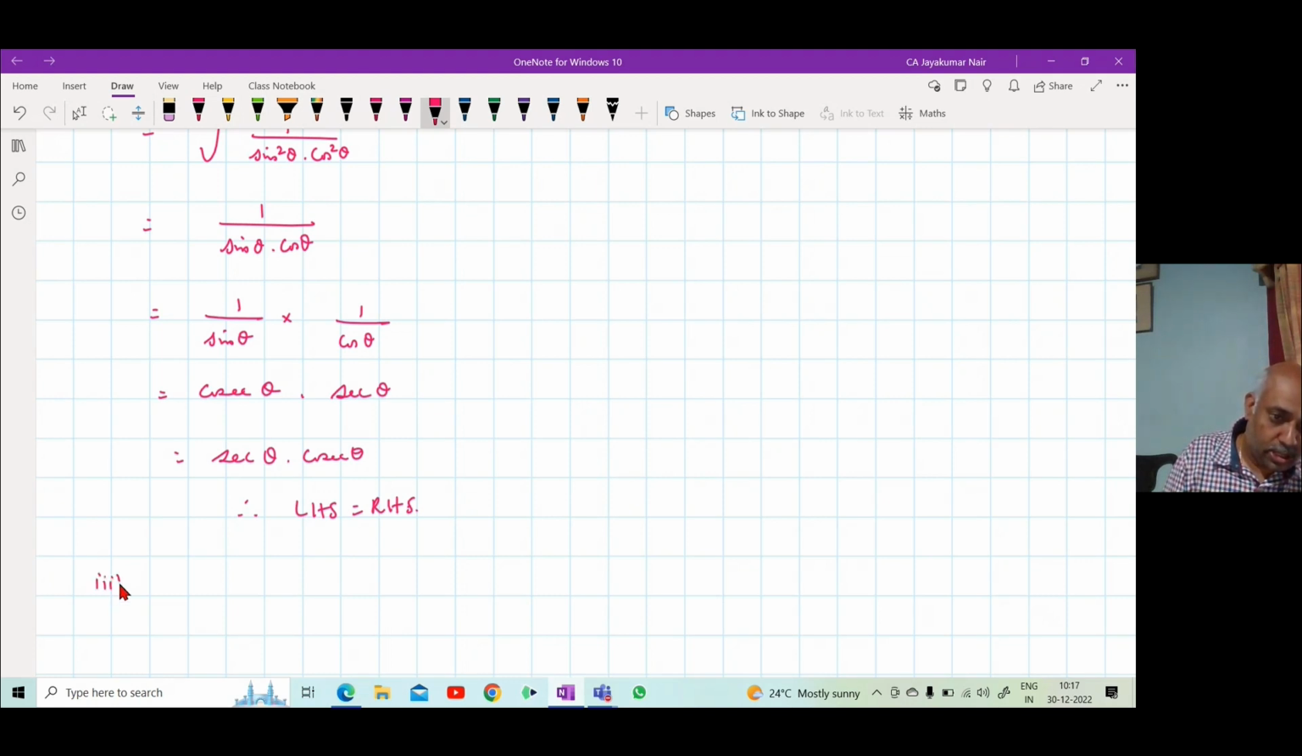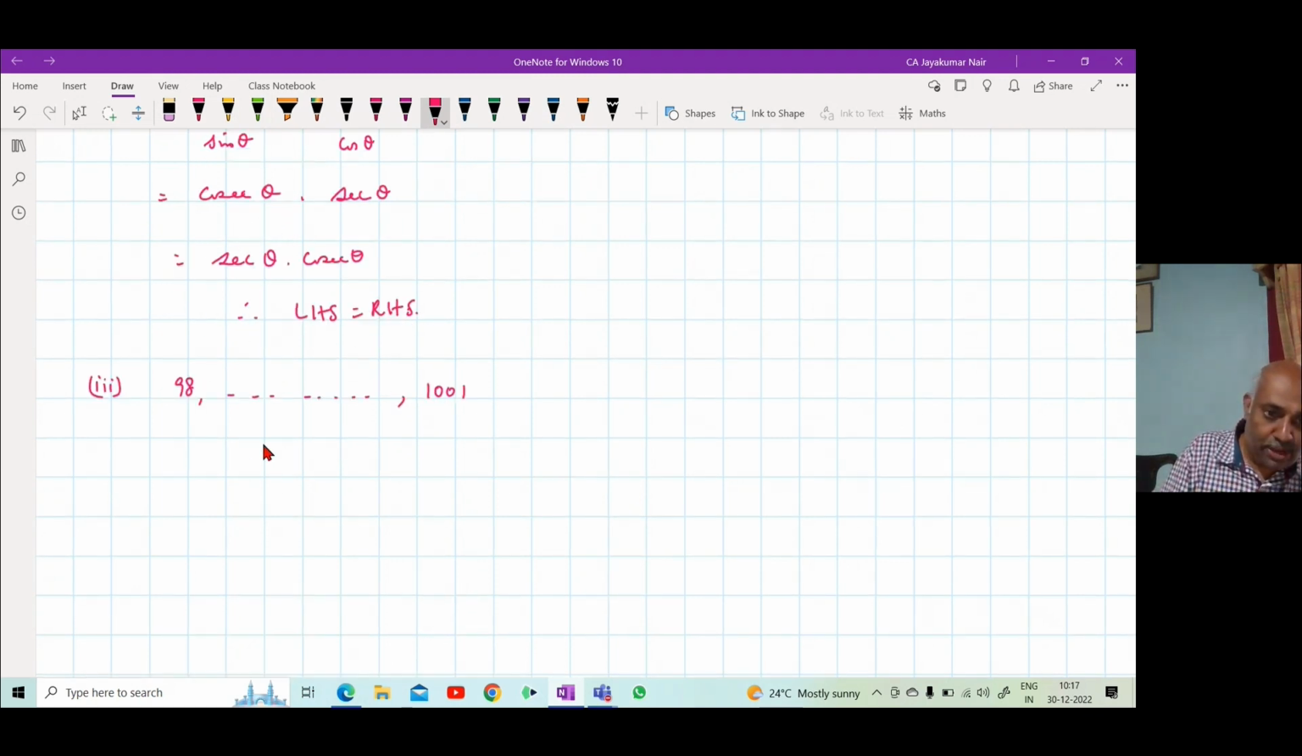So this is the third question. The first term is 98. We don't know how many terms, but we know the last term is 1001. They have also given you the common difference, which is 7. So we need to find out which term is 1001. I know a is 98 and the last term is 1001.